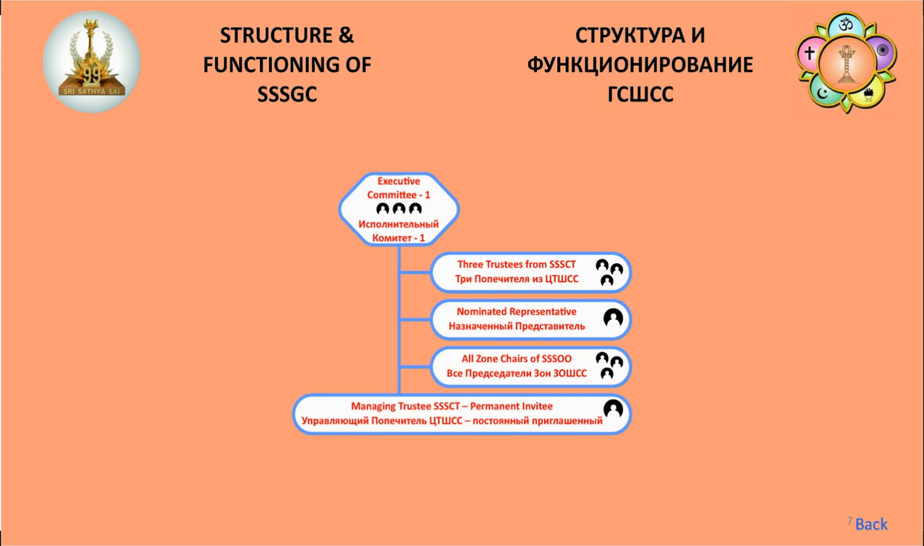But the main difference between the General Assembly and the Executive Committee is that the General Assembly gives an opportunity for presidents of every country to participate and then to know what is happening in the Satyā Sāi organization.